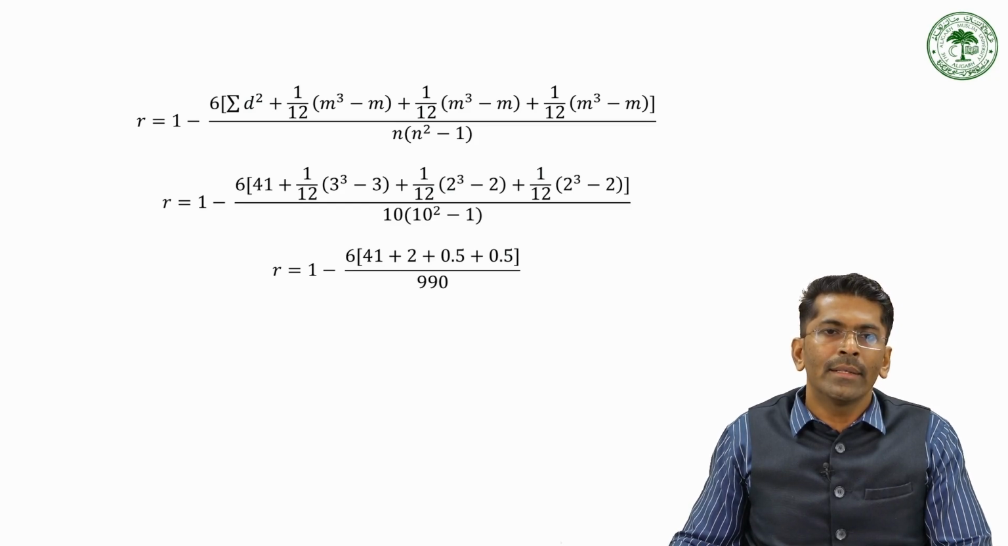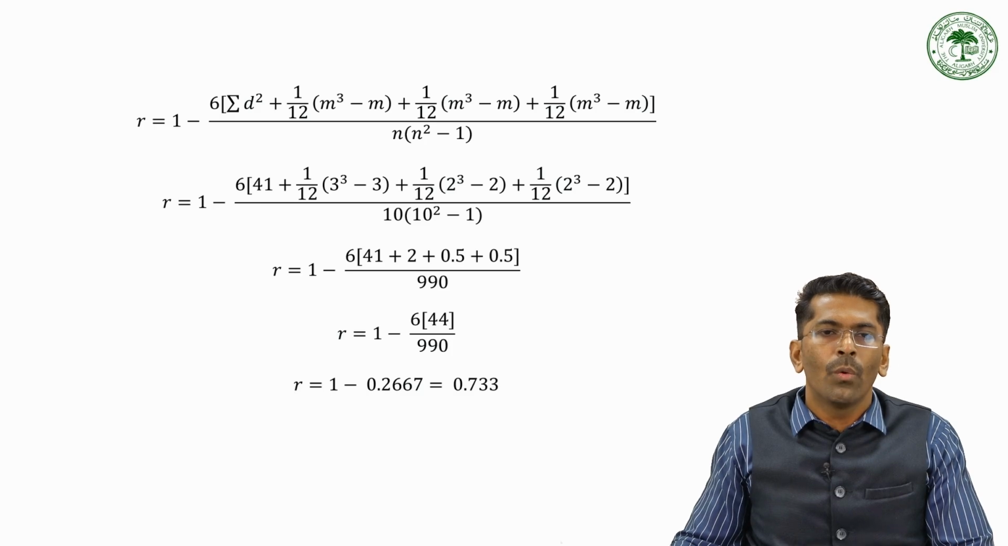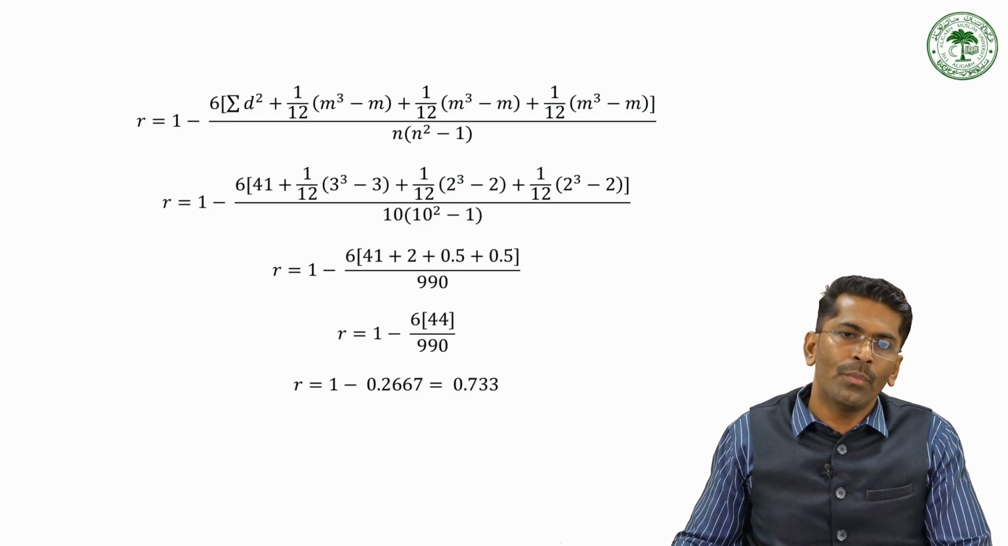So in the numerator, 6 into 41 plus the simplified version of this term, which is equal to 2, and for this it is 0.5 and also 0.5, divided by 10 into 10 square minus 1. It is 10 square, which is 100 minus 1, which is 99, into 10, which is 990. Okay. Now again we can simplify it by adding all these terms. So it will become 41 plus 2 plus 0.5 plus 0.5, which is equal to 44 divided by 990. So it is 6 into 44 divided by 990, which is equal to 0.2667. 1 minus 0.2667 is equal to 0.733.